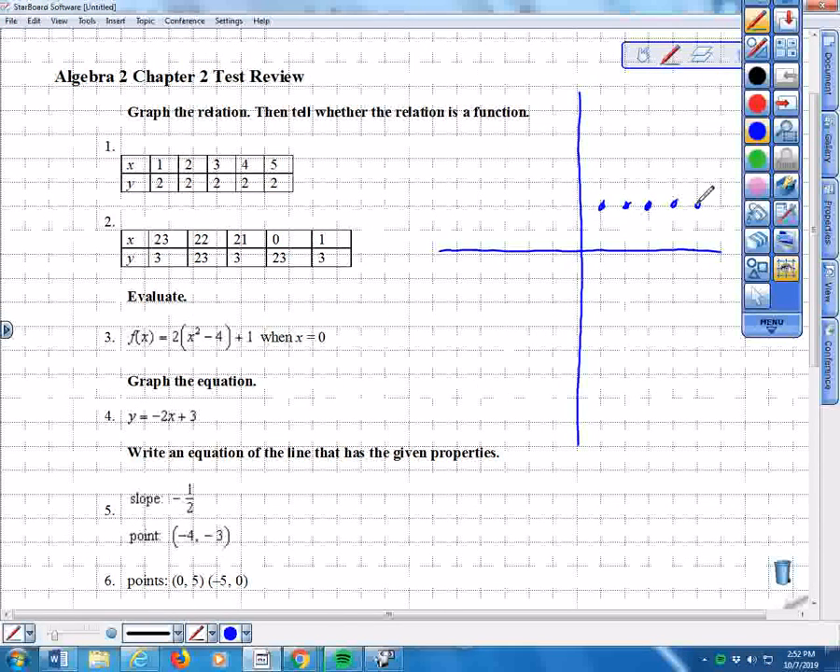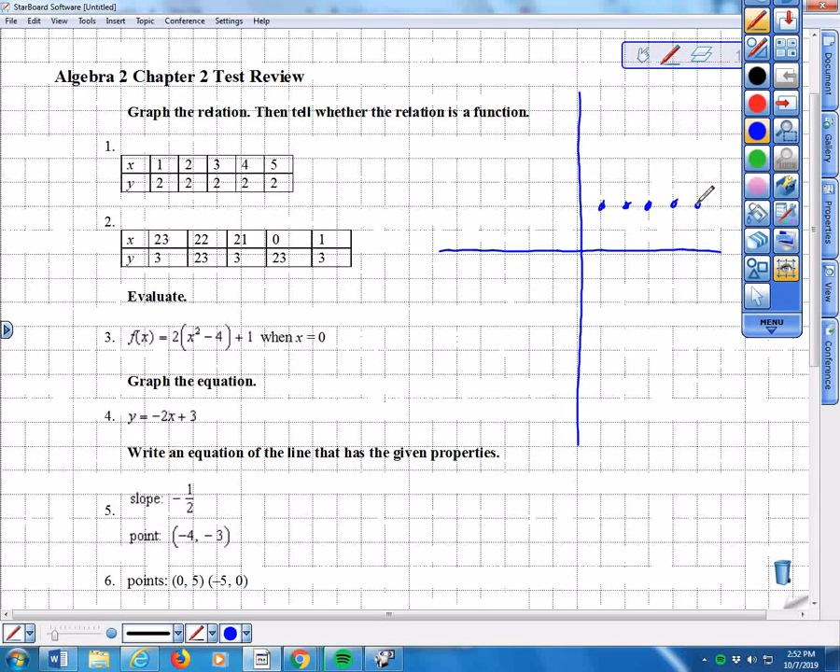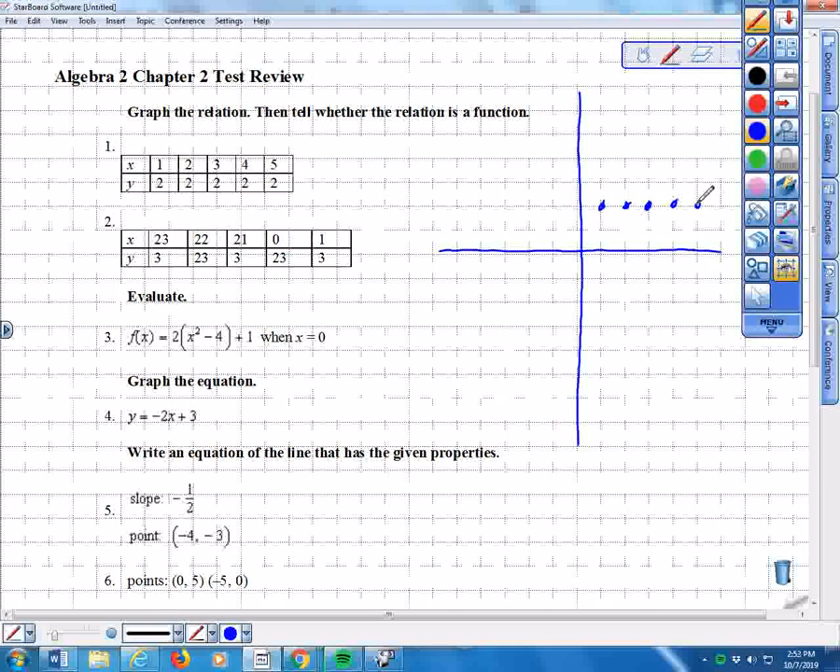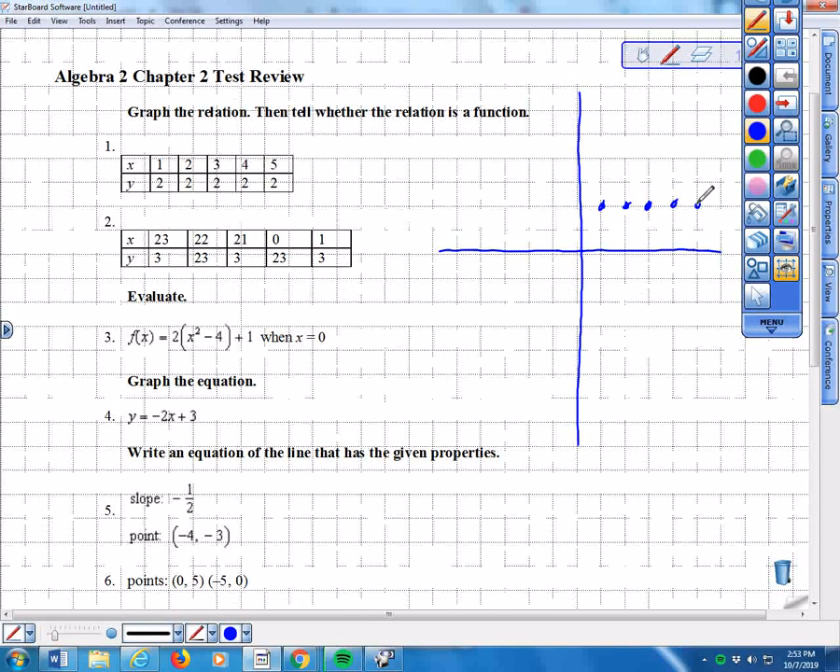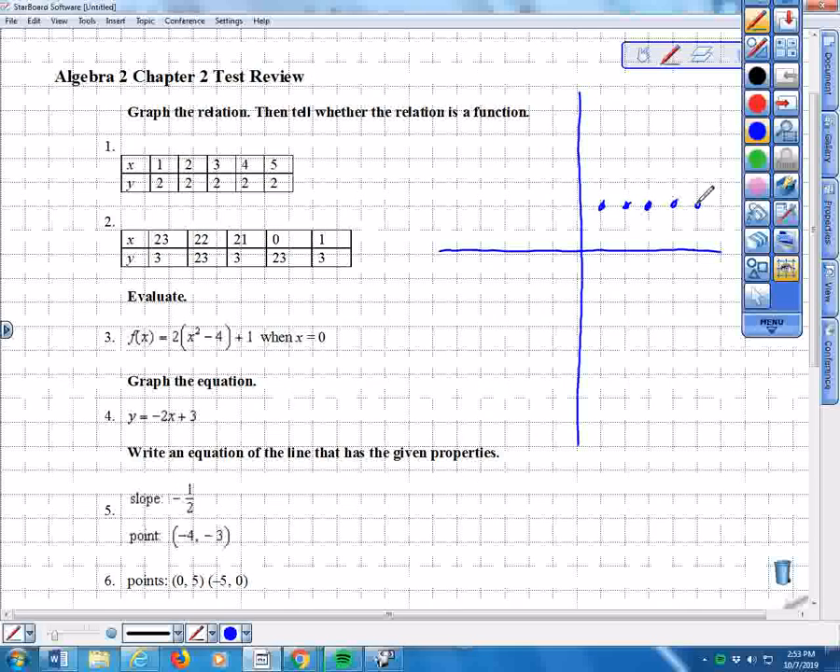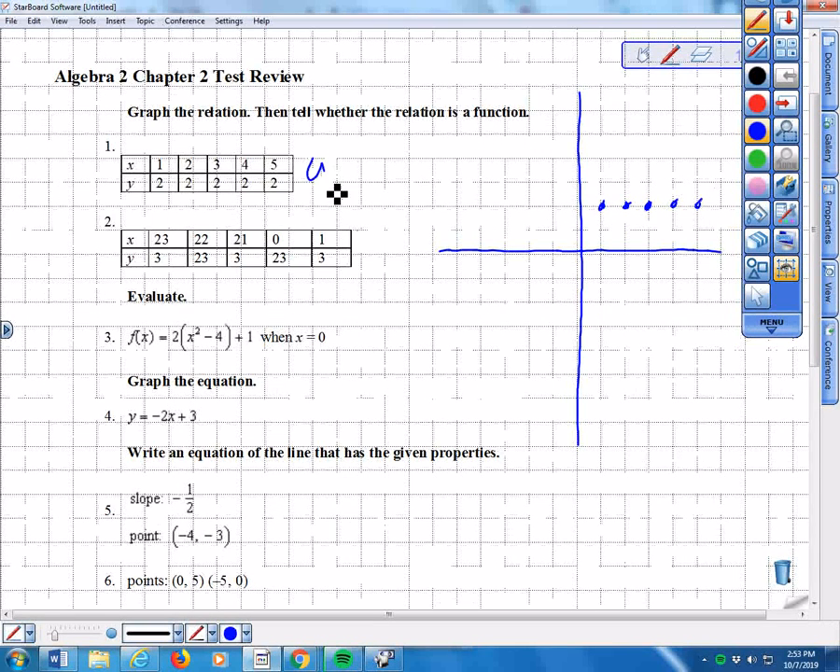The question is: is this relation a function? What can we do to show that it is? Vertical line test. There's only one point. If I do a vertical line through every one of those points, it only passes through one y value for every one of the x's. So this is a function. The answer here is yes.